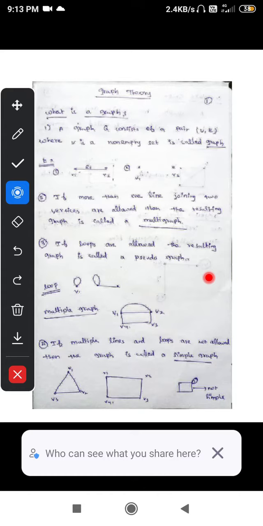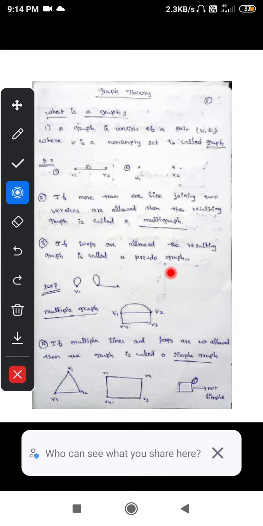Another definition: if loops are allowed, then the resulting graph is called a pseudograph. What is meant by a loop? An edge from one point to itself, from V1 again to V1, the same vertex, is called a loop. So this graph is a pseudograph.